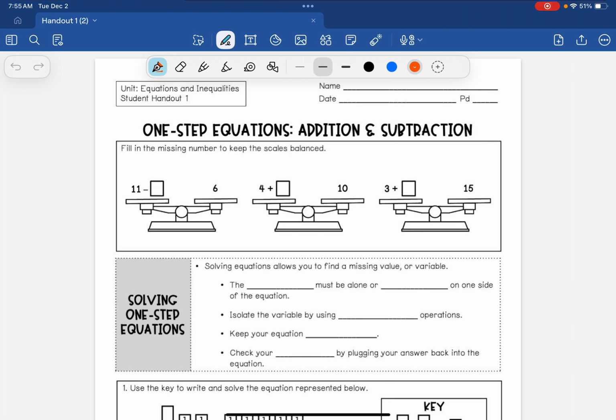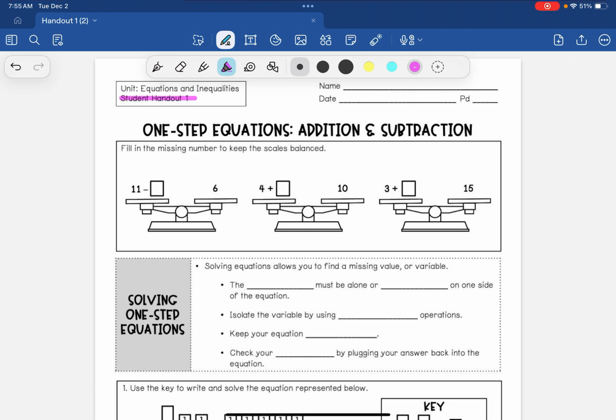Today for e-learning, we're going to learn about one-step equations and how to solve them using addition and subtraction problems. So first we're going to go ahead and complete the notes part of the assignment, and then afterwards you're going to practice a few problems along. So first you will fill out the notes on handout 1, and then you will end up turning in your notes to handout 1.